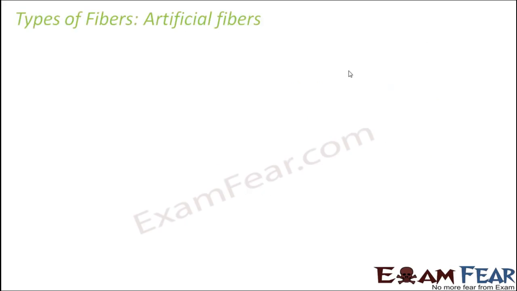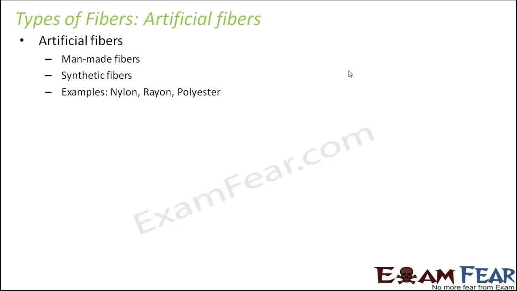So the next type of fiber is artificial fiber. As the name suggests, these are man-made fibers. That is, they are manufactured by men. They do not exist naturally, they do not exist in nature. So these are also known as synthetic fibers. Synthetic fibers, artificial fibers, man-made fibers all mean the same.